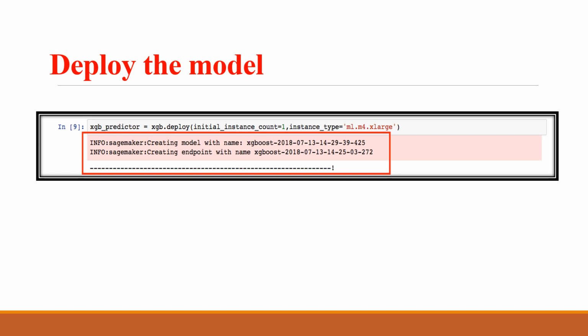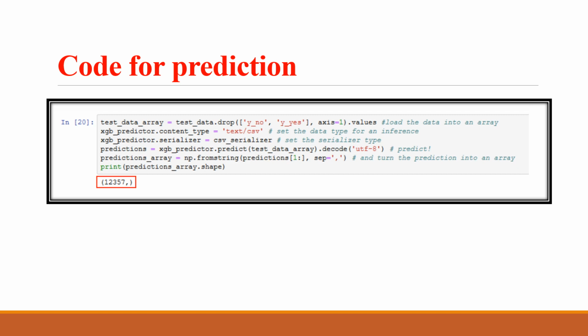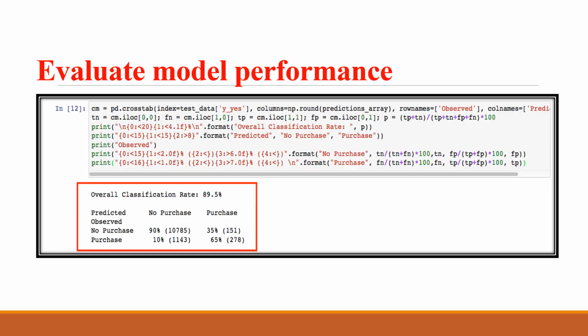The next step is to deploy the model so that we can create an endpoint which we can access. For this, we will simply run this code. Next is to predict whether the customers in the test data enroll for the bank product or not. We will simply run this code. And we will evaluate this model's performance by running this code.